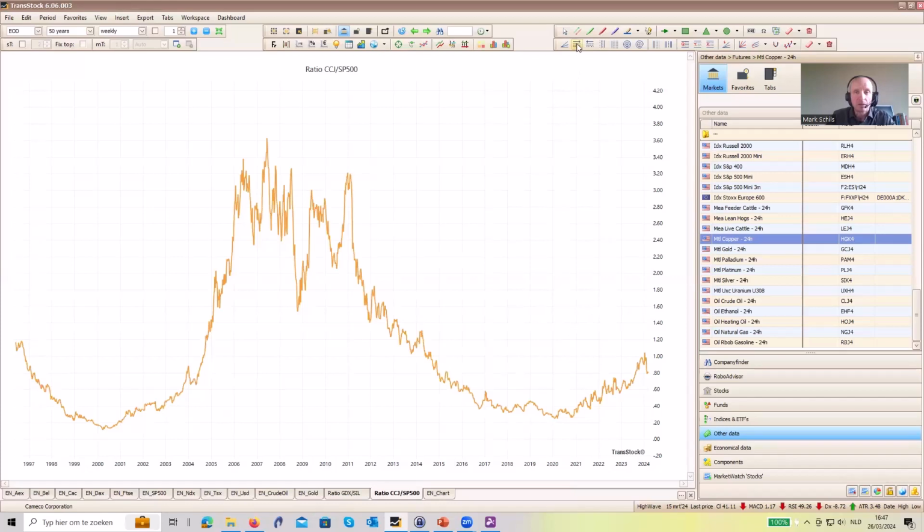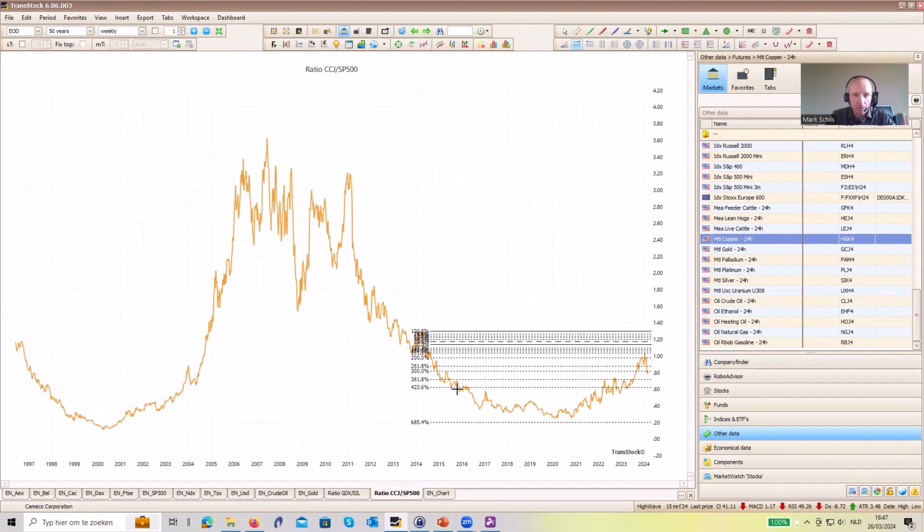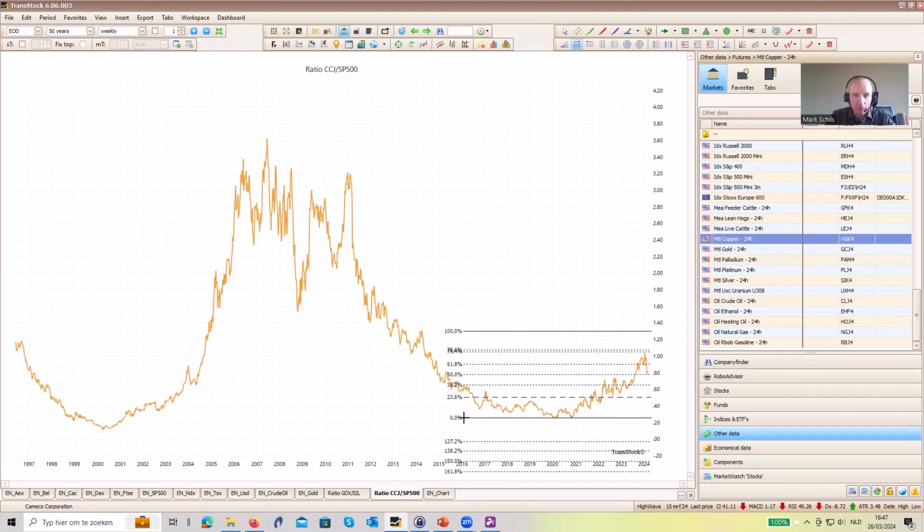I'm going to do the same thing for the present formation. Here we see some rectangle. I use the top and place it at the bottom, something like that. Voila. And here we see around 50. We see now that the ratio is again around that 50. So maybe we are about to find some support for Cameco, for the ratio Cameco to S&P 500. That also means we found some support for Cameco.